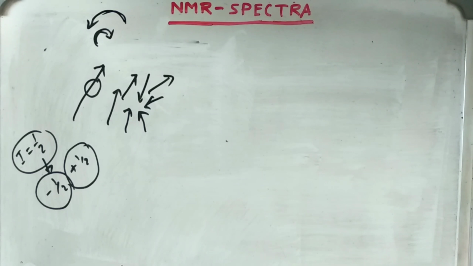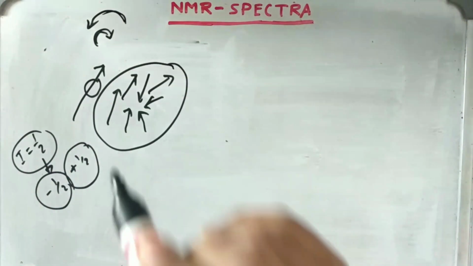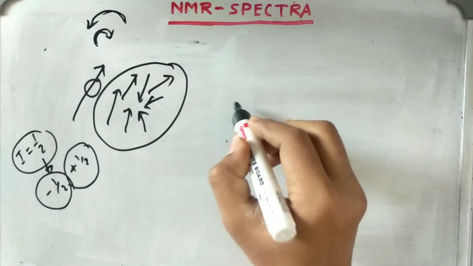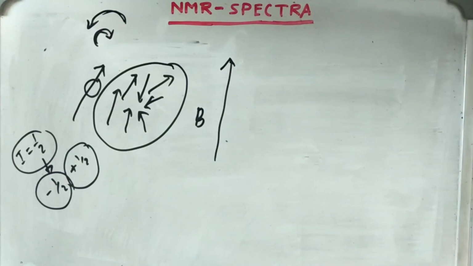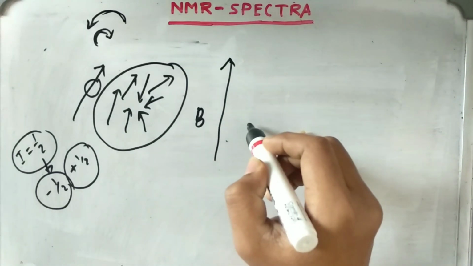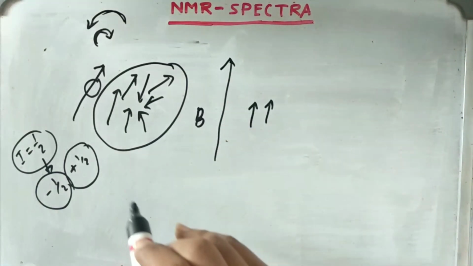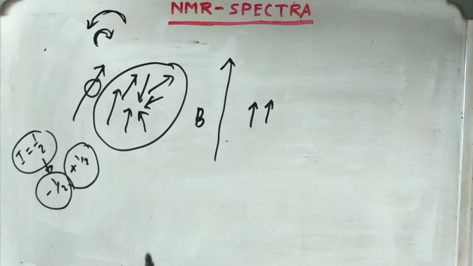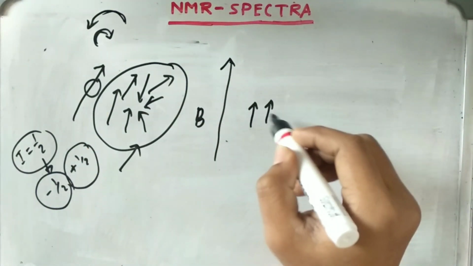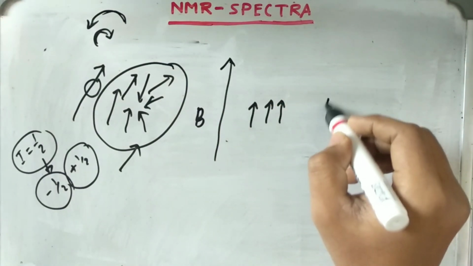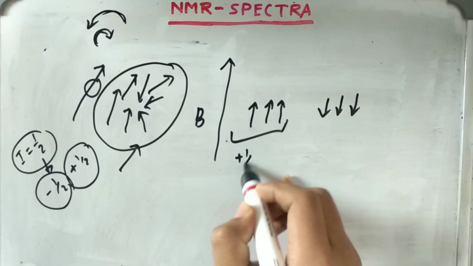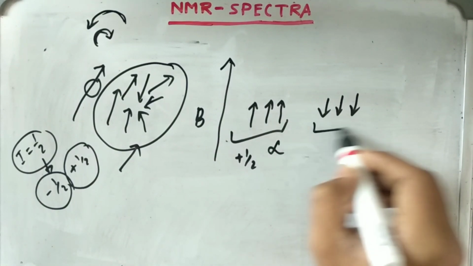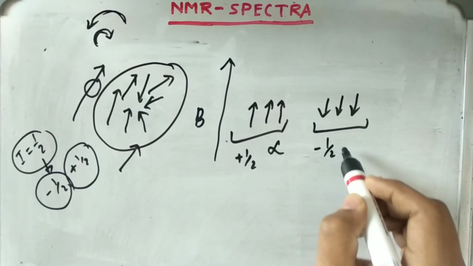But if we apply an external magnetic field, then what will happen? Then for the nucleus, only two things can happen. Suppose the externally applied magnetic field is directed like this, say the magnetic field is B. Two things may happen: the nuclei may align with the externally applied magnetic field, or they may not align with it. If it aligns, then we say the spin state is plus half, represented by alpha, and if it doesn't, then we represent it as minus half, beta.